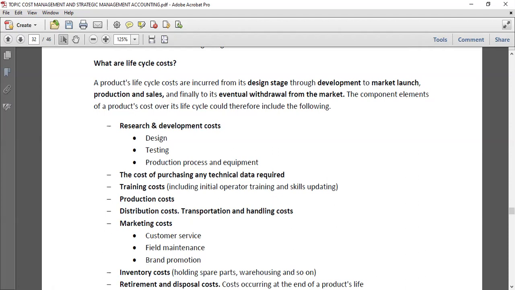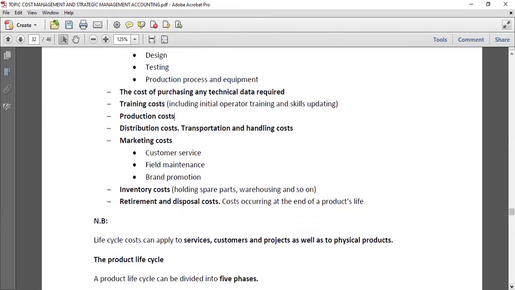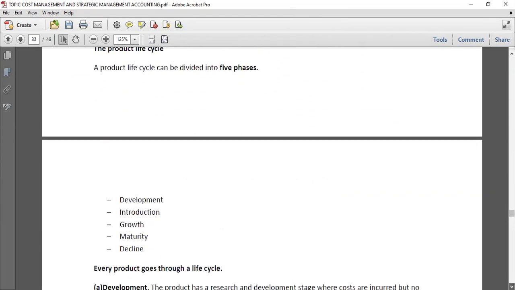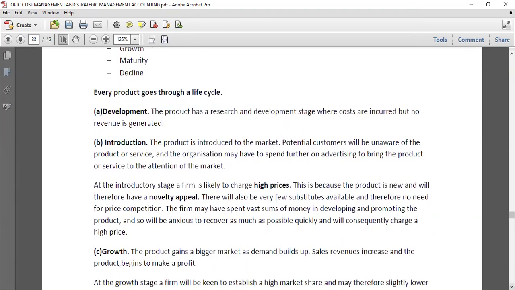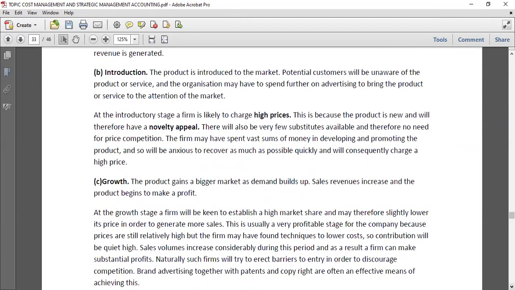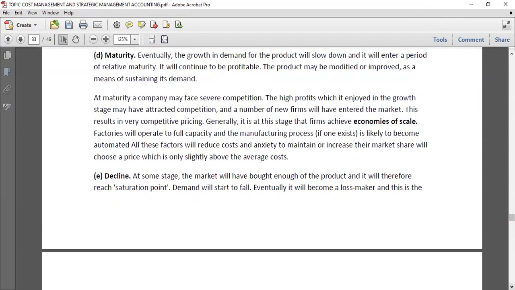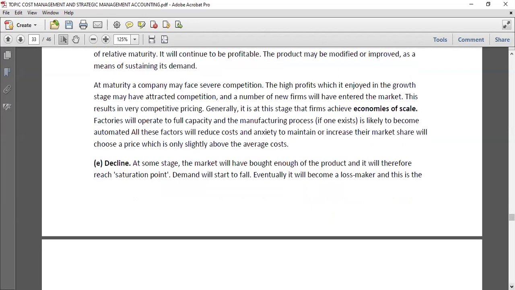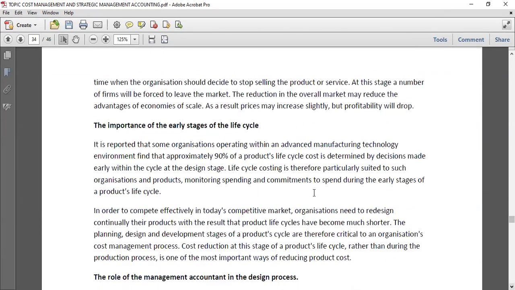So these are the respective costs, as you can see: marketing, distribution, inventory costs, retirement costs, and so on, okay? So down here, we just give you the different life cycle, just so you understand it, okay? How it moves, like I've given you, starts from development, introduction. For introduction, we have growth, maturity, then decline, okay? So we're able to understand how each of the stages is also very important, okay?